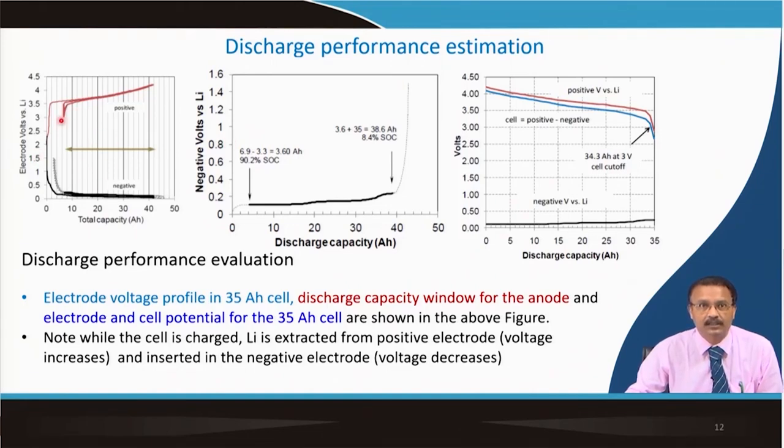So, this is the electrode voltage profile of a 35 ampere hour cell, the discharge capacity window for the anode, and the electrode and cell potential for the 35 ampere hour cell. All these things are shown in this figure. This is for your negative electrode, this is for your positive electrode. Eventually you are taking care of only this much amount of the discharge capacity, which is roughly 35, and not taking into account this part as well as this part.